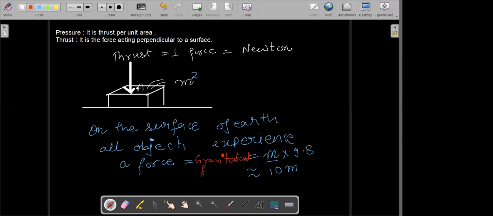Mass is measured in kilograms. Mass means the content of matter. Whatever is the content of matter in a body, that we call the mass. And the weight will be given as the gravitational force acting on the body. So the gravitational force will be equal to mg.